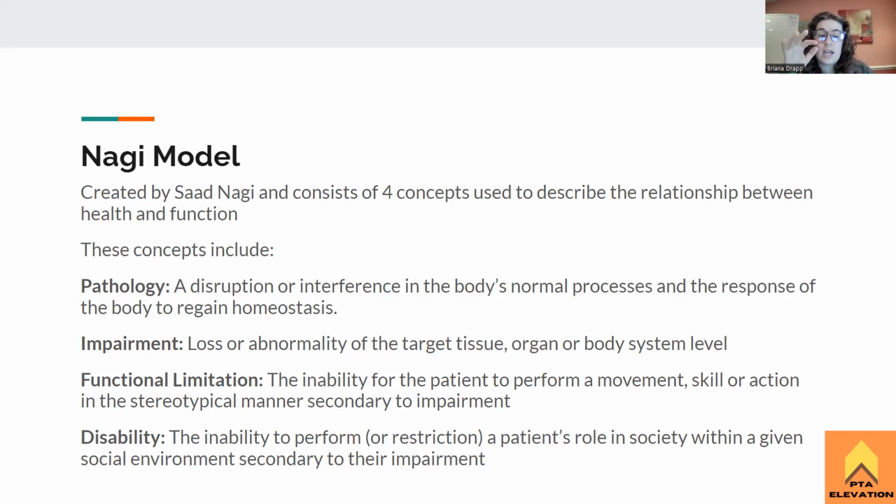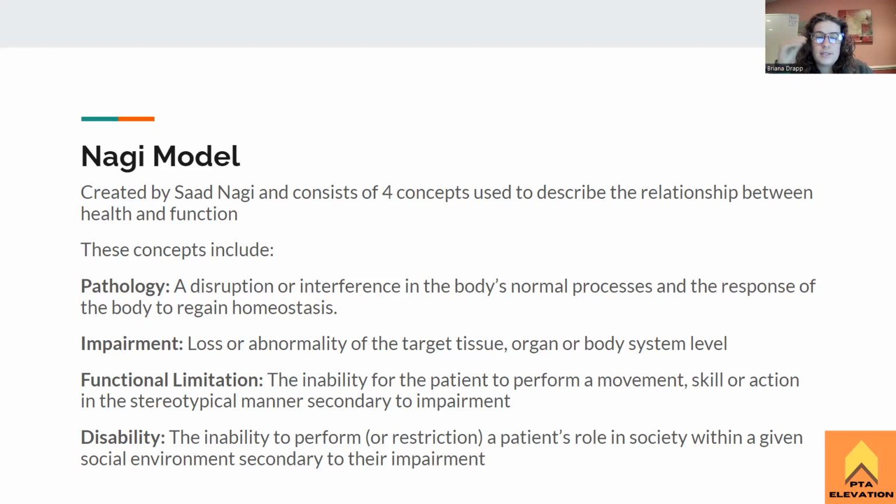That is the pathology. The impairment, on the other hand, is the loss or abnormality of the target tissue, organ, or body system level. So there is loss of something. So for example, for the spinal cord injury, we have paralysis as our loss of function. With our type 1 diabetes, we have our loss of our pancreas and the ability for the pancreas to produce insulin. That is our impairment. That is our loss of function. That's kind of what's going on with that.